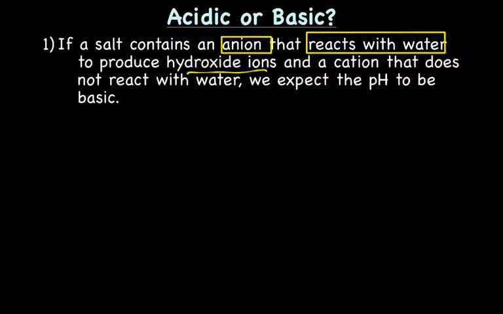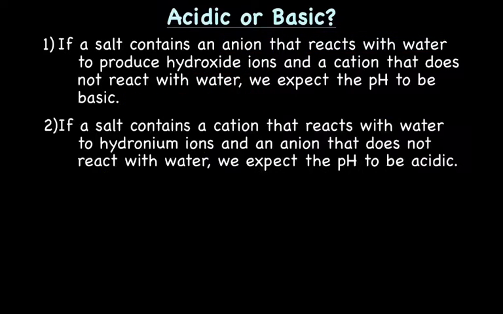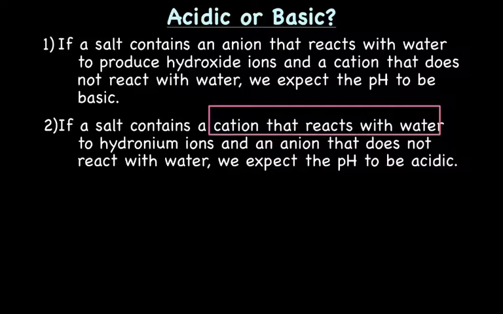If the cation does not react with water, it's usually one from groups 1A and 2A, or groups 1 and 2. Okay, sodium and magnesium, calcium, all of those. If the salt contains a cation that reacts with water to create hydronium ions, and an anion that does not react with water, we expect the pH to be acidic.